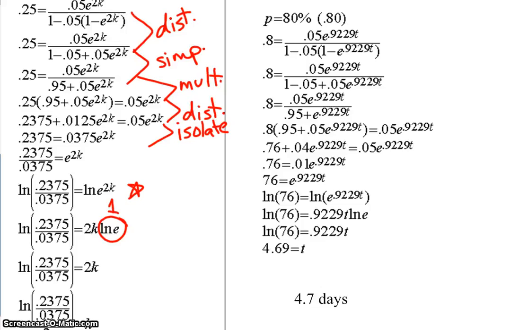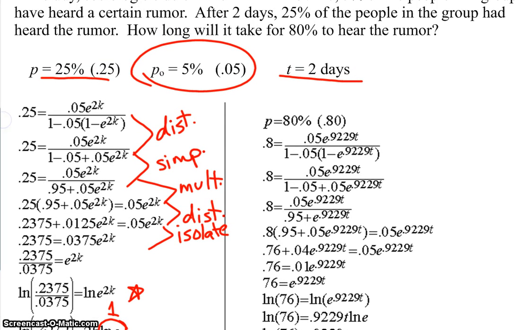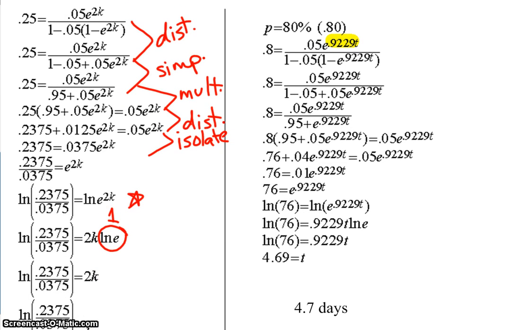Then, to solve the second half, I simply resolved it again, only this time I didn't know t, but I did know 80% for p. 5% did not change. The only thing that really changed is now I know the value for k, which was 0.9229. As I did the work, I followed the exact same steps. I distributed, I simplified, I multiplied, I distributed, I isolated again, I took the natural log of both sides, power rule, natural log of e was 1, solved the resulting equation, and came up with approximately 4.7 days.